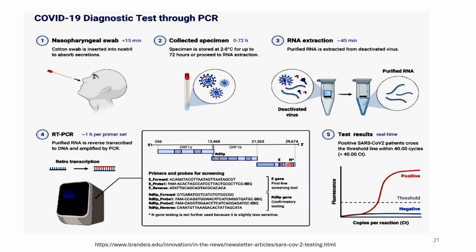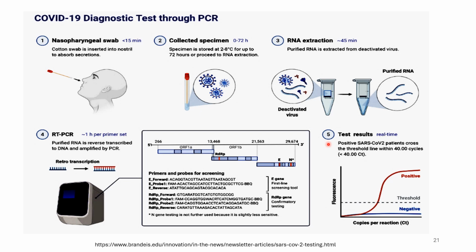The E gene, or the envelope protein gene, encodes the envelope protein of the virus and is another common target in COVID-19 RT-PCR assays. It is often targeted alongside other genes for increased sensitivity and specificity. The test results are obtained shortly.